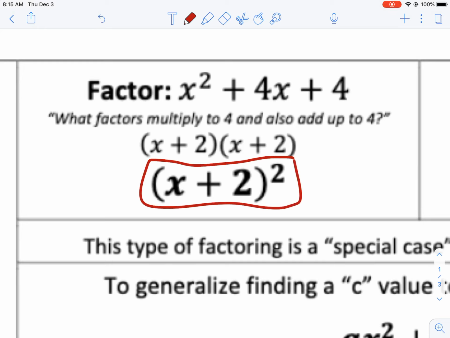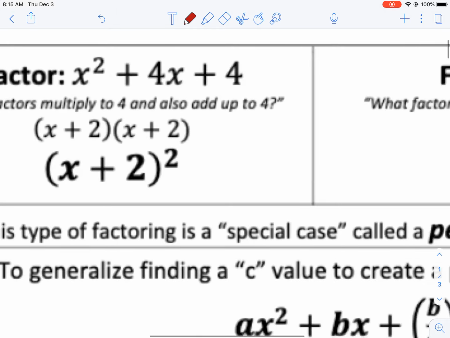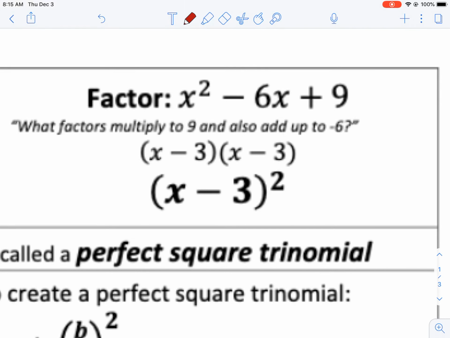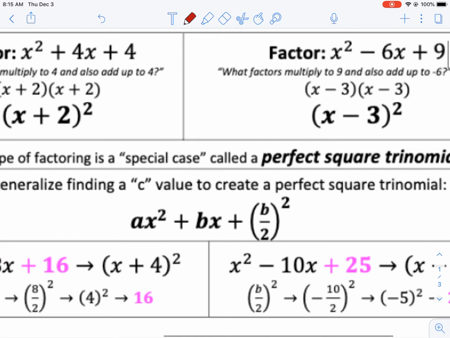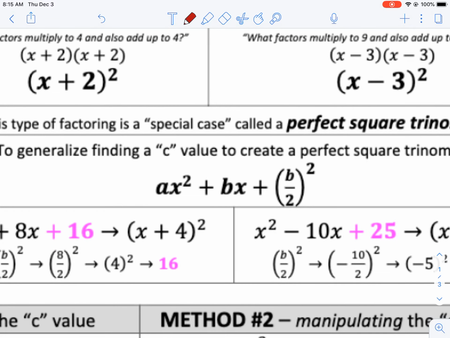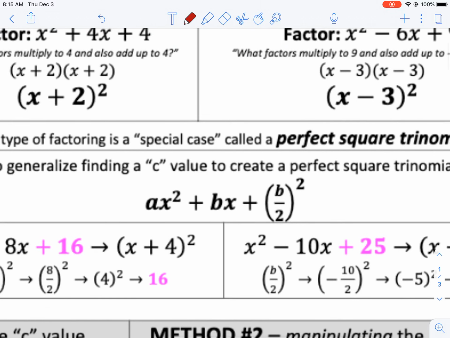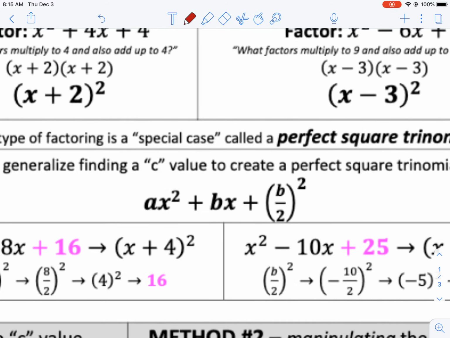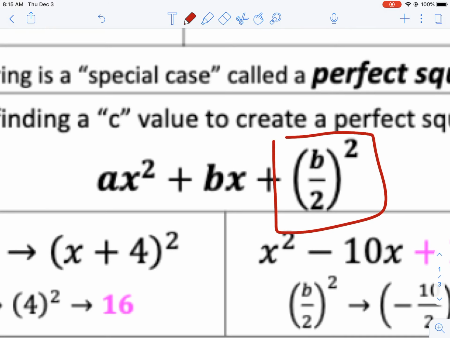It's kind of rigging any quadratic so that you can write it as something squared, instead of two different factors. So you can see in both of these cases, we've got a parentheses being squared. And the way to make that happen is that you need a specific C value. And the C value that you want is actually this right here, b over 2 squared.